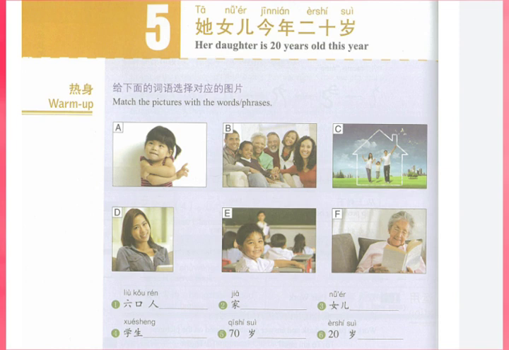四, 学生, student. 学 literally means to study, it's a verb. 五, 七十岁, 70 years old. 岁 means years old. 六, 二十岁, 20 years old. Now it's time for me to reveal the correct answers. Picture A, 女儿. Picture B, 六口人. Picture C, 家. Picture D, 二十岁. Picture E, 学生. Picture F, 七十岁. Did you get all the answers correct?